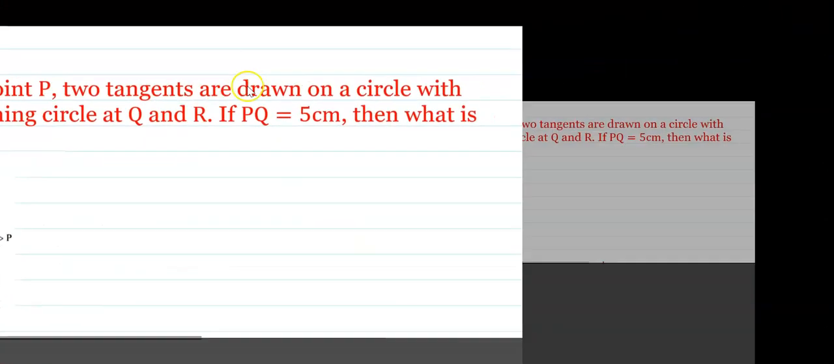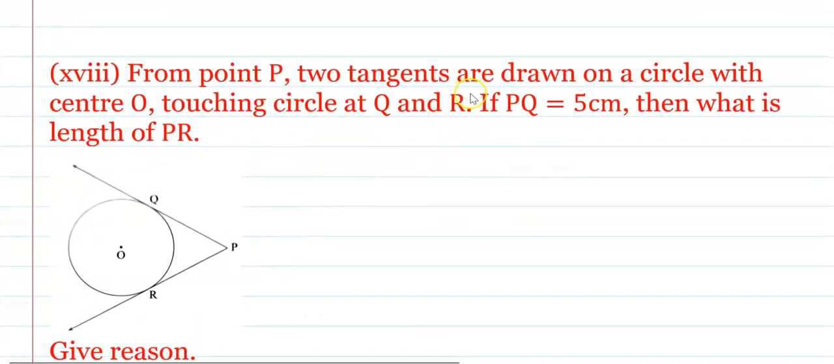From the point P, two tangents are drawn on a circle with center O. These are the two tangents, touching the circle at Q and at R. PQ is equal to 5 centimeter. Then what is the length of PR?